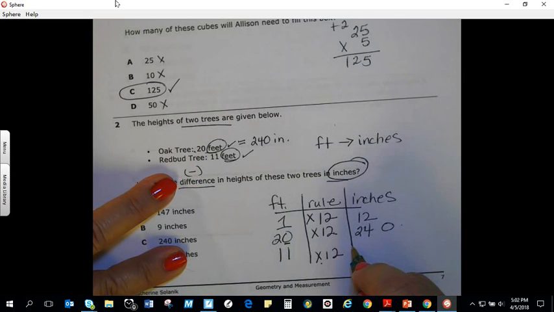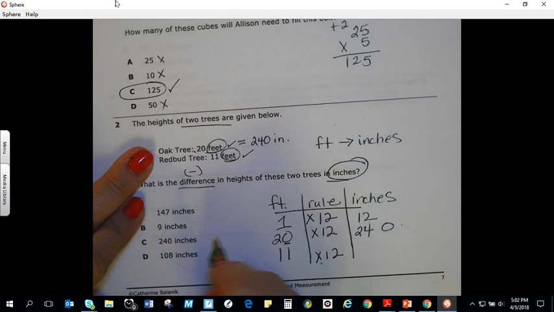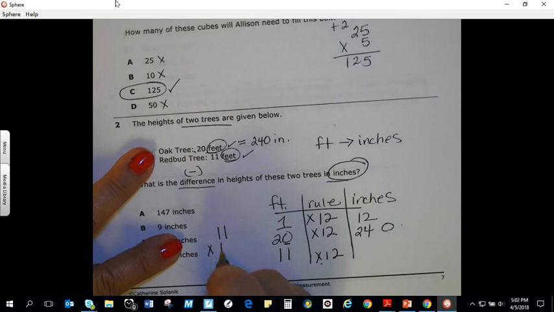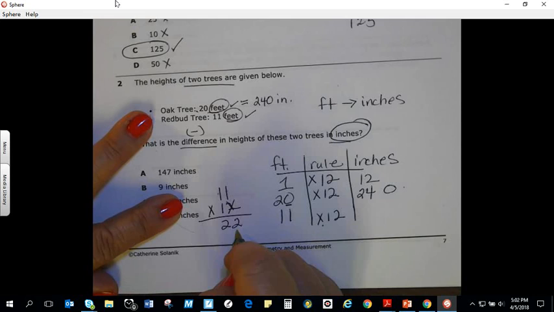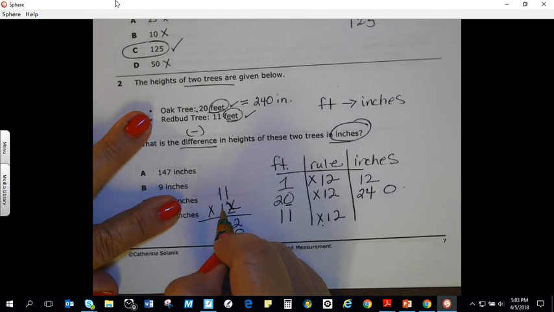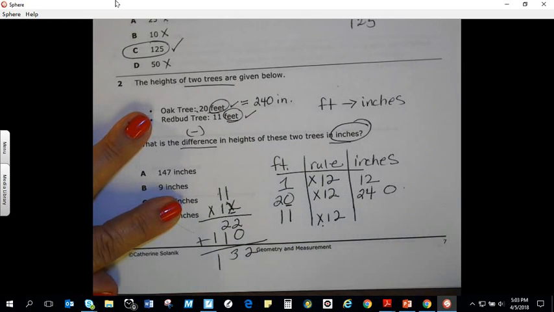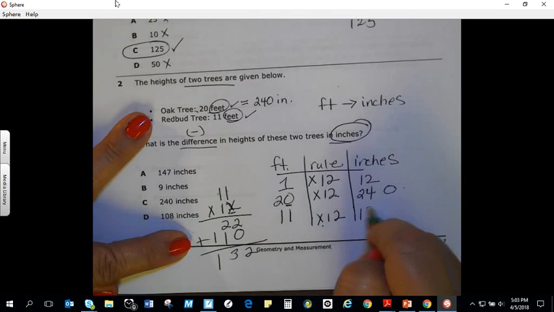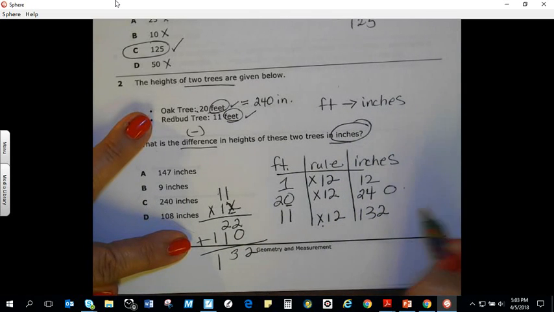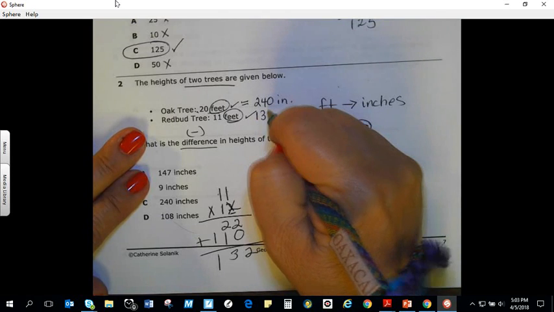So 11 times 12. If you know that one, great. If you don't, let me show you. 2 times 1 is 2. 2 times 1 is 2. I'm going to cross this out. I'm putting my 0 right below my 1s because I'm done with my 1s. I'm moving over to my 10s. 1 times 1 is 1. 1 times 1 is 1, and then I'm going to add that up. 2 plus 0 is 2. 2 plus 1 is 3, and 1 plus nothing is 1. So 11 feet is equivalent to 132 inches. And here I'm going to put 132 inches.